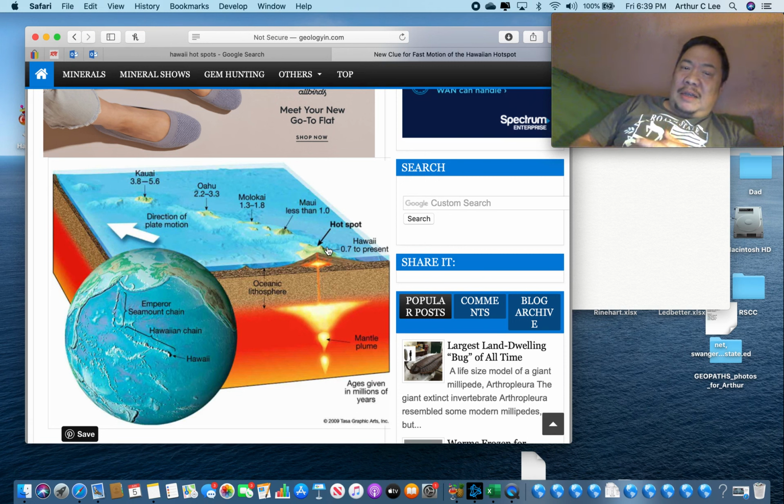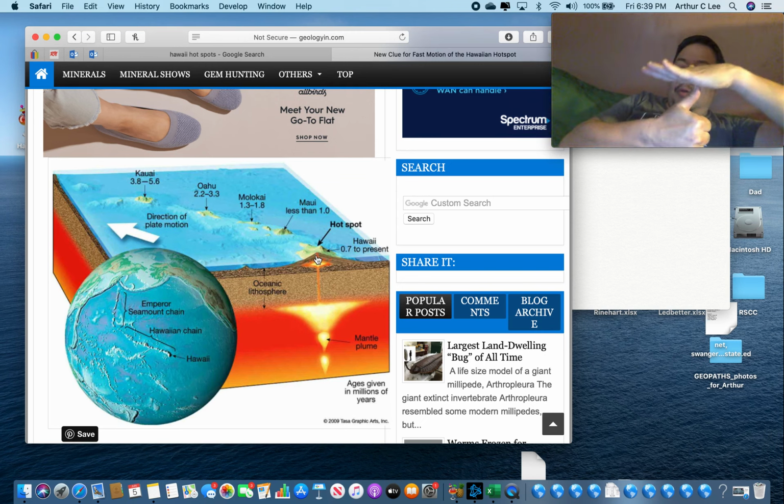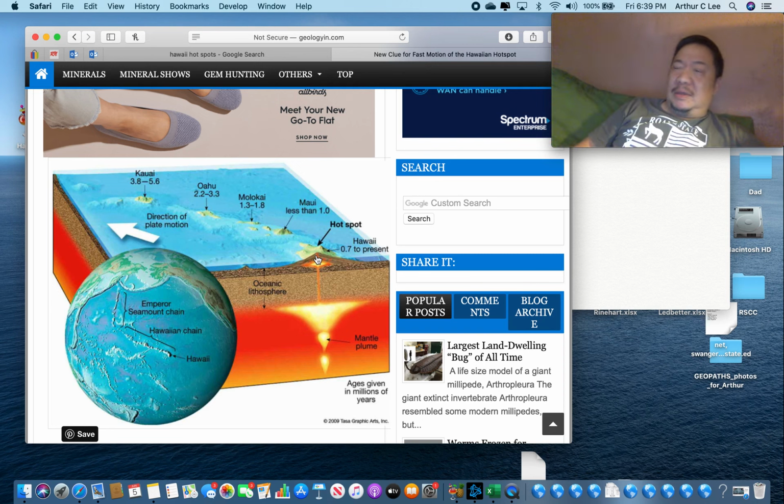People who study the Hawaiian Islands know that the only way you can explain the difference in ages in the Hawaiian Islands is through plate tectonics, the movement of the plate over this hotspot. And back in the 80s, when you still had people who didn't believe in plate tectonics, they would say, oh, if you guys are right, then there should be a new island forming here to the southeast of the big island. Guess what, ladies and gentlemen?